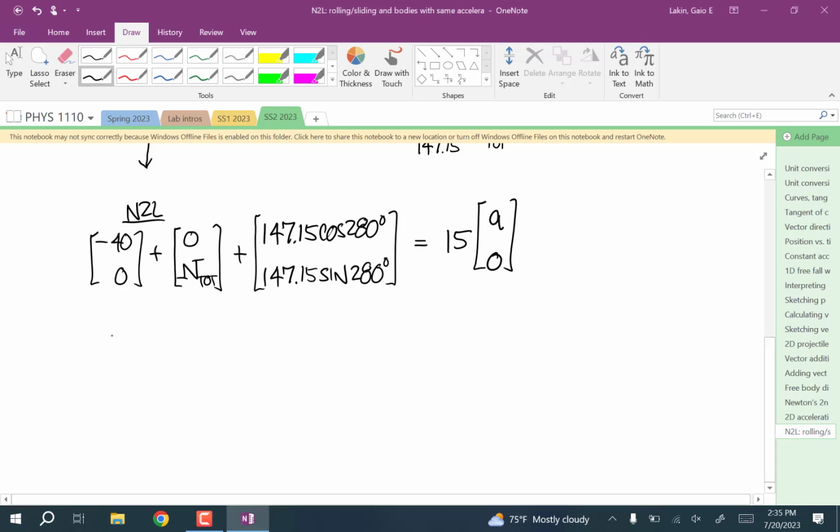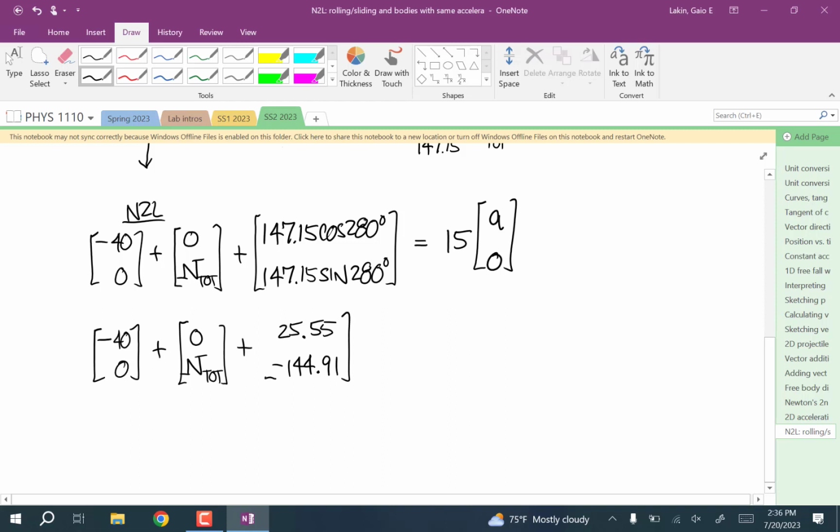So this comes out to be negative 40, 0, plus 0, N total, plus 25.55, negative 144.91. And if you didn't get that, your calculator might be in radians. And that's equal to 15 times A, 0.